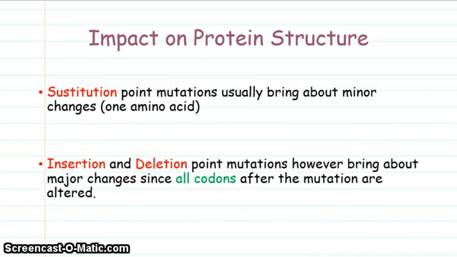In terms of impact, substitution point mutations are where one base is swapped for another, so it changes only one amino acid in the entire protein structure. However, insertion or deletion point mutations, as the name suggests, are where an extra base is inserted or a base is taken away, and all the codons after the mutation will be affected as a result, so they could result in major changes of the protein structure or its function.